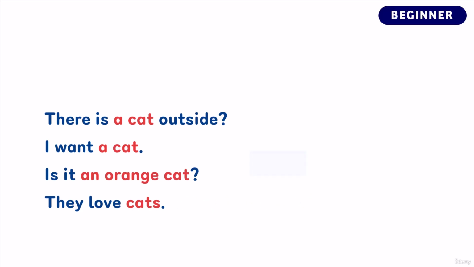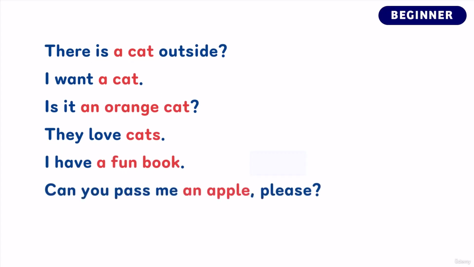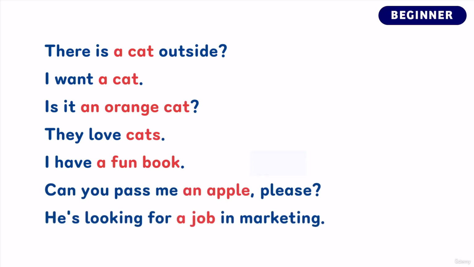Okay, so let's take a look at a few more example sentences. I have a fun book. Can you pass me an apple, please? He's looking for a job in marketing. In the first example sentence, the listener doesn't know which book I am talking about. So I say, I have a fun book. The second example is about one apple among many. And since we are not specifying which apple we want, we say an apple. Lastly, he is looking for any one job in marketing, not specifying which job. So we say a job in marketing.